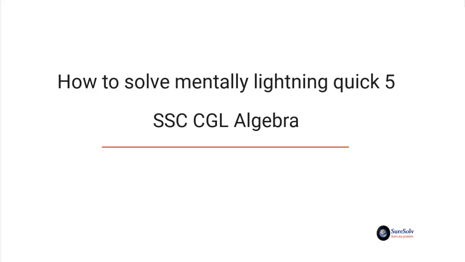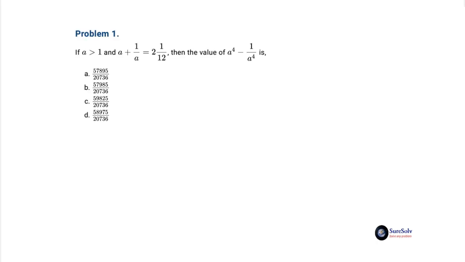In this session, to solve both the chosen problems in mind, we'll have to use the sum of inverses property in various ways, along with speed techniques and special forms of pattern identification. The first problem is, if a greater than 1 and a plus 1 by a equals 25 by 12, then the value of a to the power 4 minus 1 by a to the power 4 is option A 57895 divided by 20736, option B 57985 divided by 20736, option C 59825 divided by 20736, and option D 58975 divided by 20736.